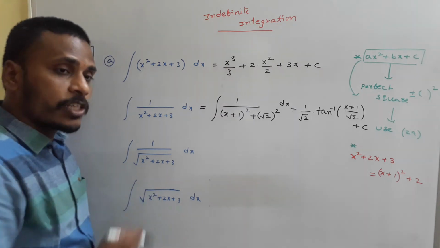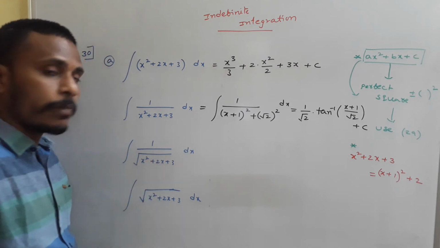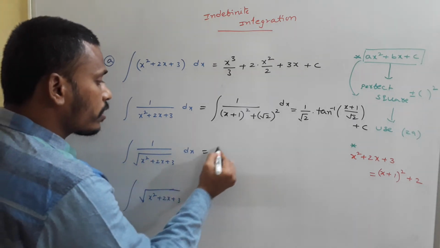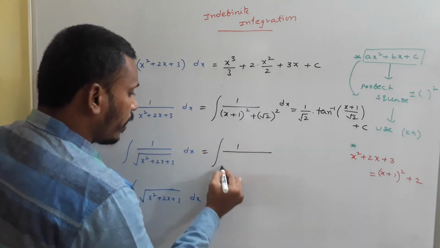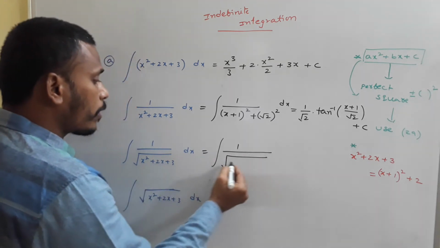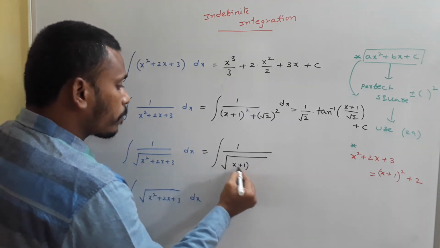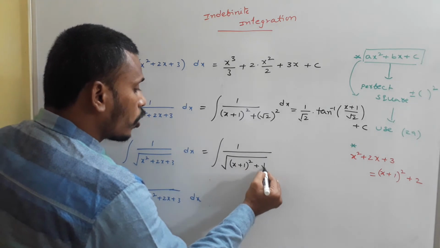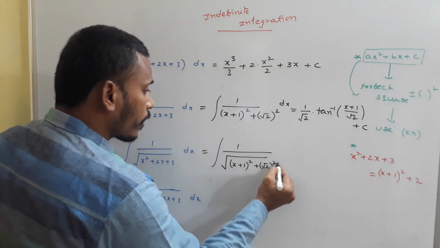Whereas for the next one, integral 1 by root x square plus 2x plus 3. How to answer this? This is equals to integral 1 by root of x square plus 2x plus 3, which is nothing but (x plus 1) whole square plus root 2 square dx.